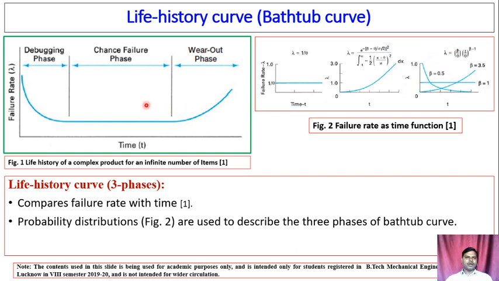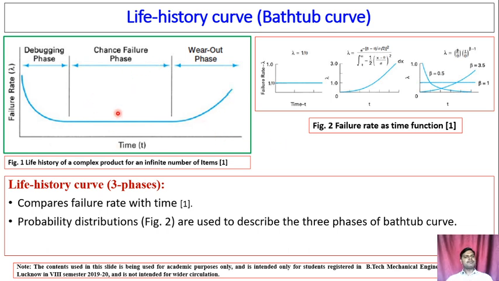So the second phase of the bathtub curve or life history curve is similar to a horizontal line when beta is equal to 1, as in this curve. This is for the Weibull distribution. If we see the third phase, it is analogous to this curve, representing a beta value of 3.5. Here the shape factor or slope is 3.5. By substituting this shape factor value of 3.5, we can predict the rate of failure in this case, which is a sharper rise with time.